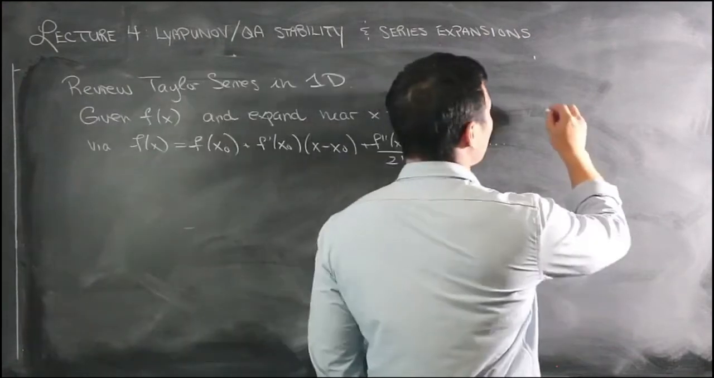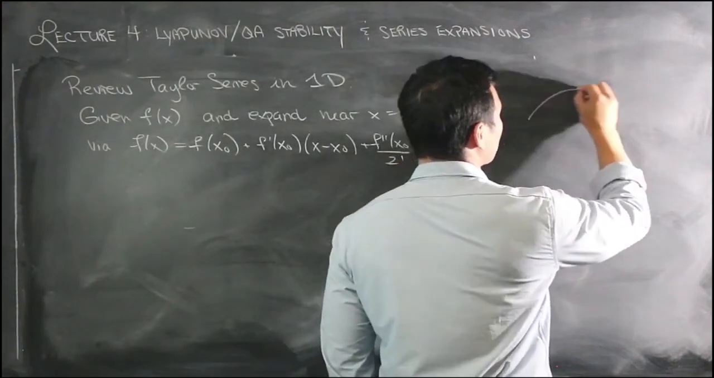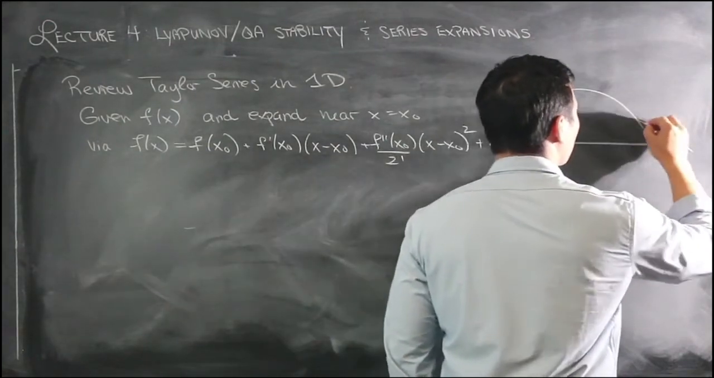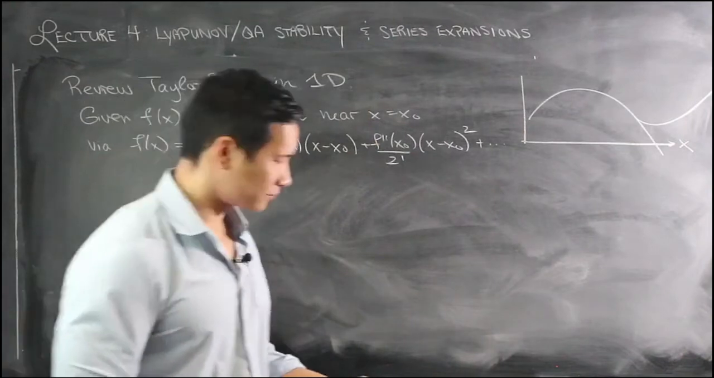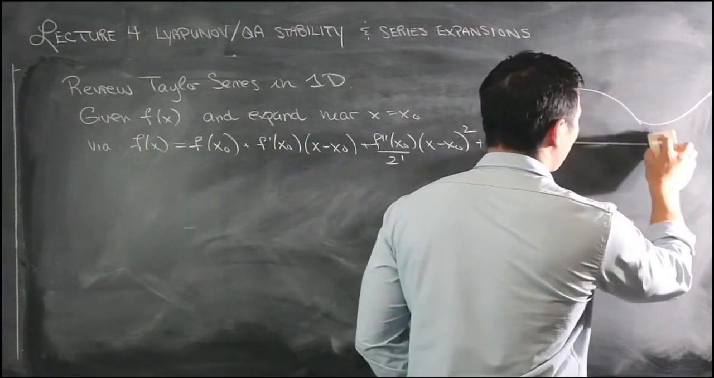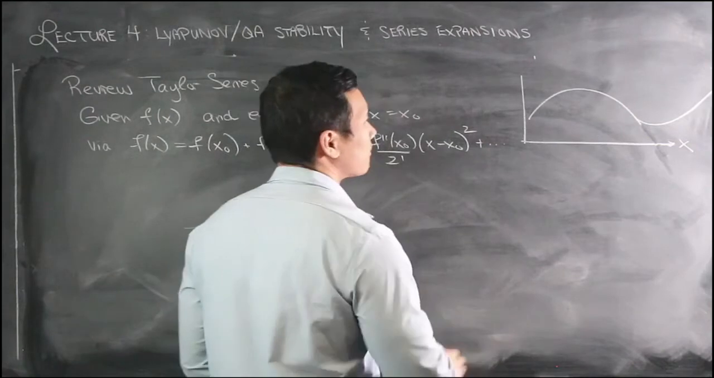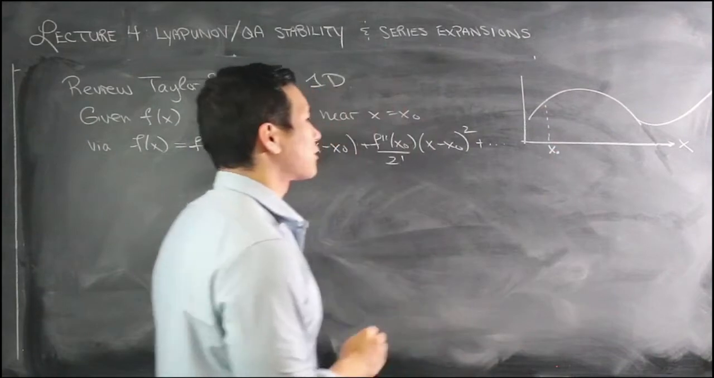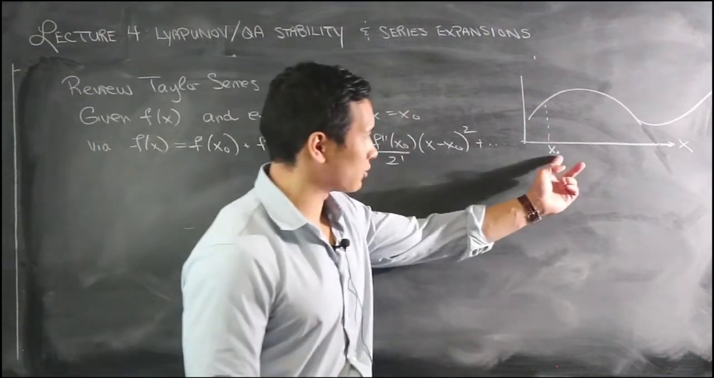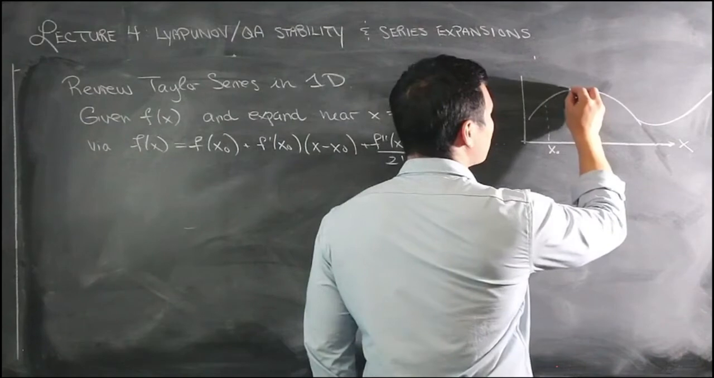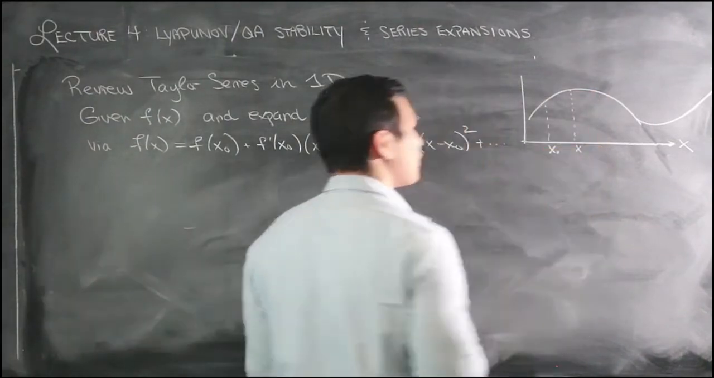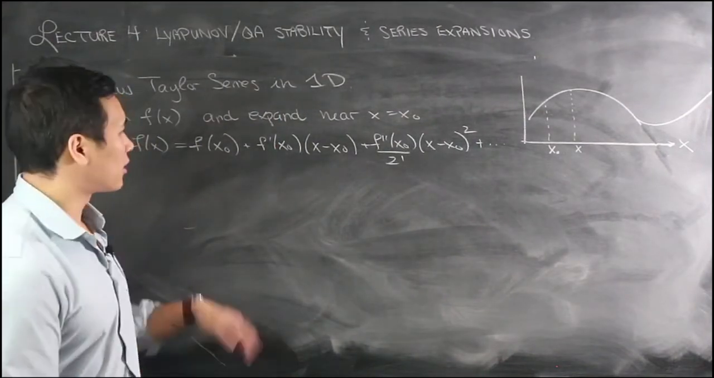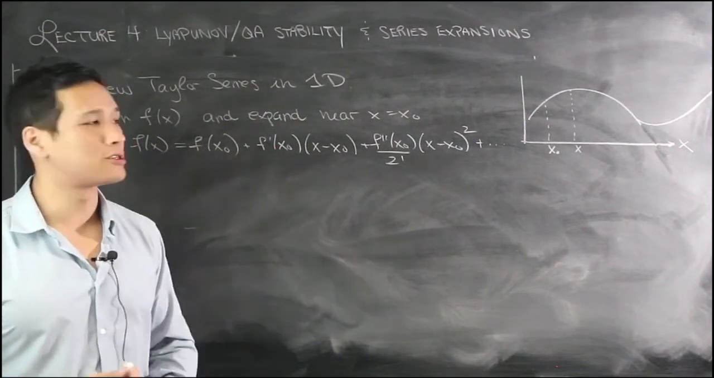Okay, the basic idea is that you're given a function. Let's say here's my function. I want to make my function slightly more complicated than just a parabola. And you've expressed the function in terms of a series expansion about this point x naught. And that allows you to approximate, for example, values at arbitrary x. The closer x is to x naught, the better these series approximations are if you only use a few terms.